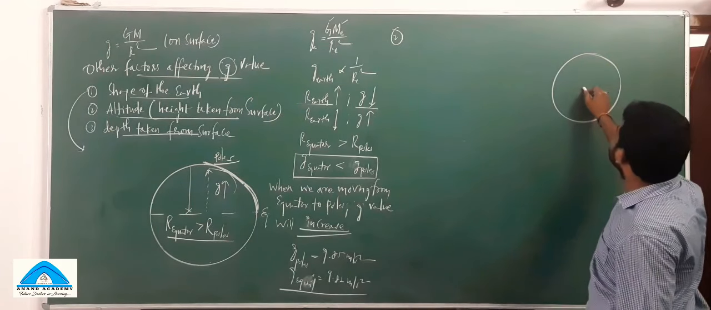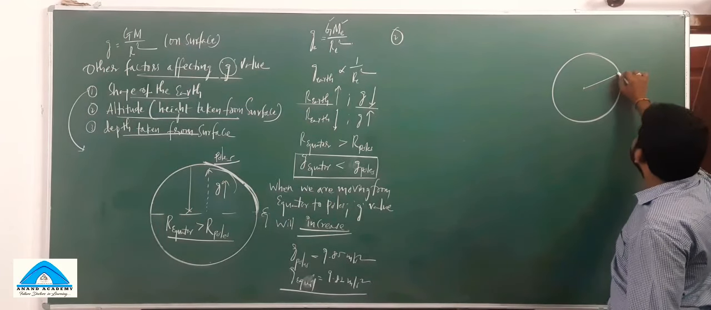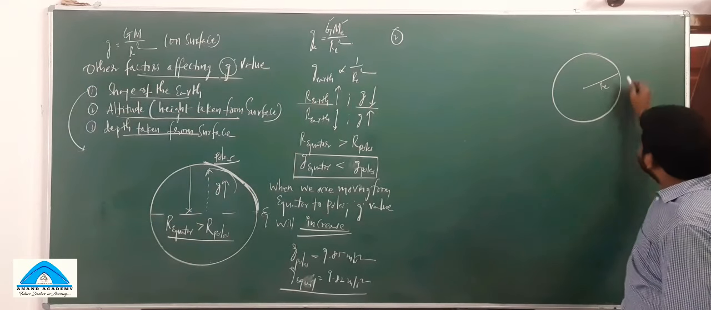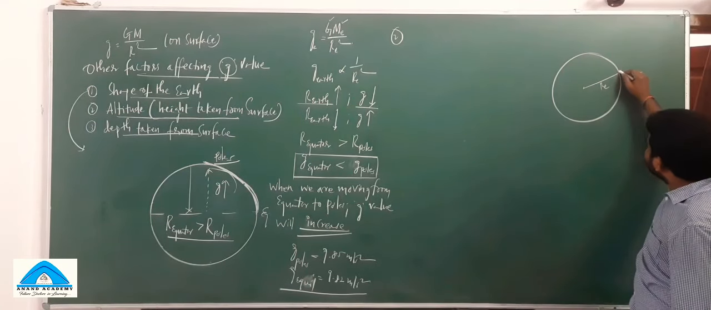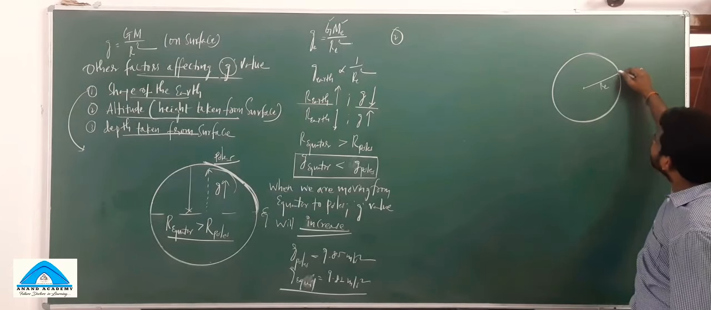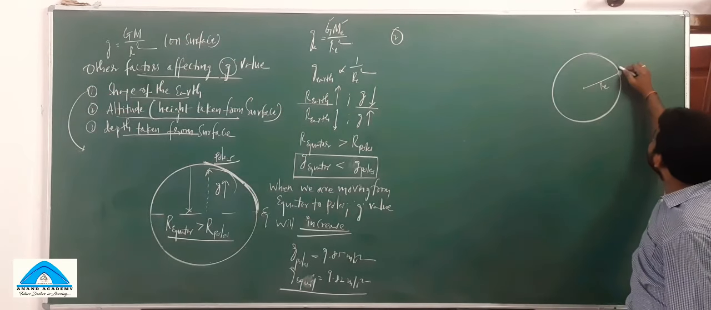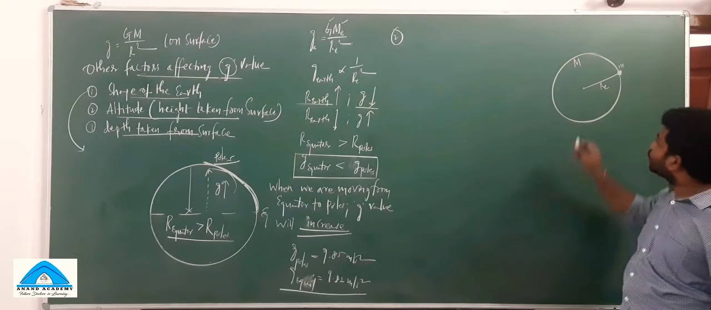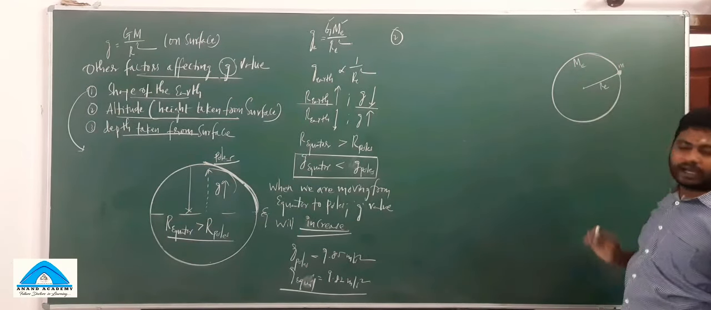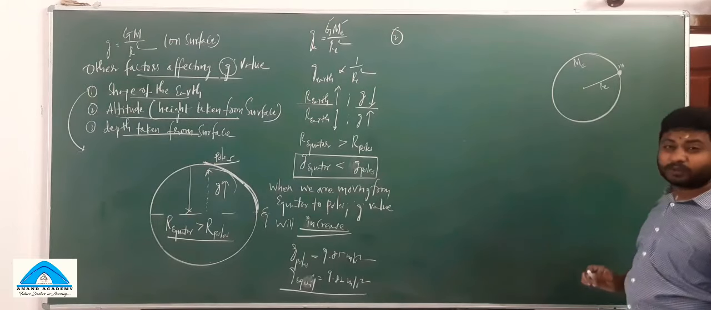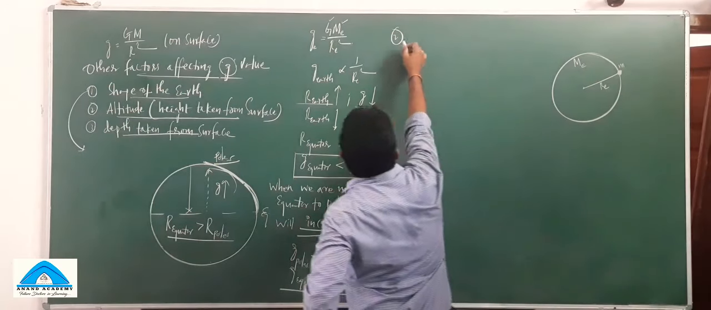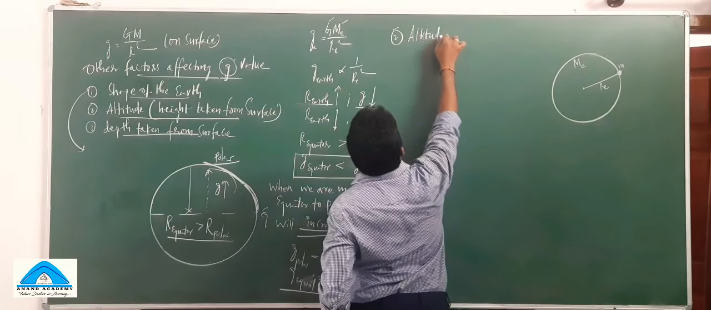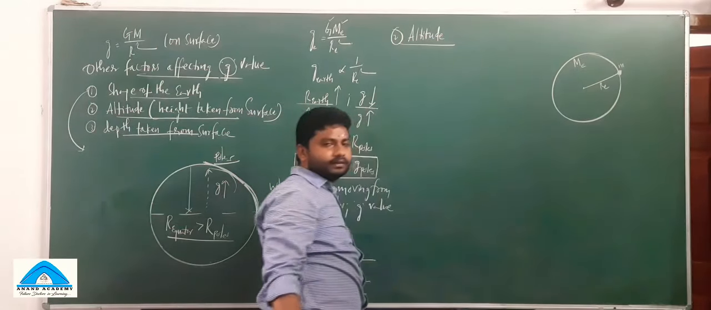Imagine the radius of the earth here. Now the body is not taken up here. For example, first case, the body is kept on the surface, right? See here, small body, capital M is the mass of the planet. So that planet may be the mass of the earth. And the small body is kept on the surface. So here we are talking about the second factor called altitude. Altitude means height taken.